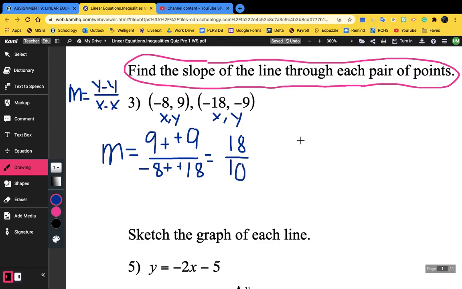Right? And I can divide both of these by 2. 18 divided by 2 is 9. 10 divided by 2 is 5. So my slope on number 3 is 9 over 5. And I use my formula, right? y minus y over x minus x, right?